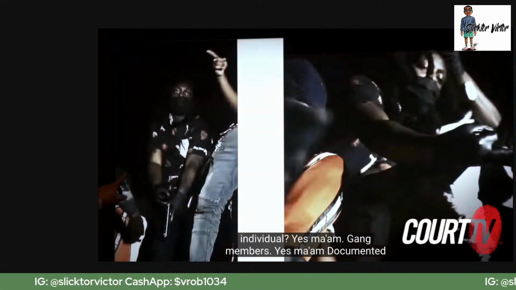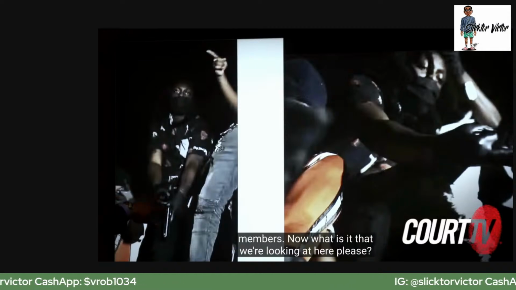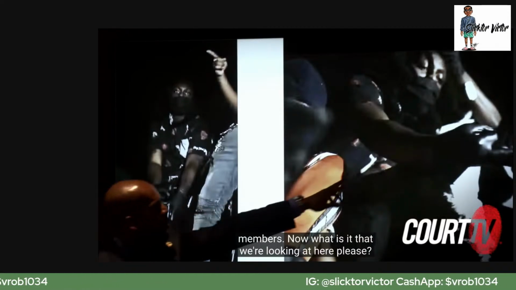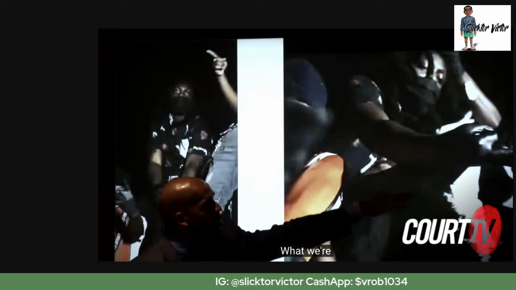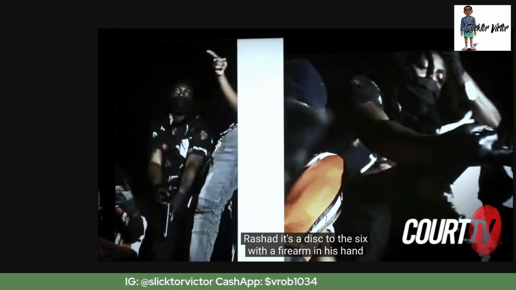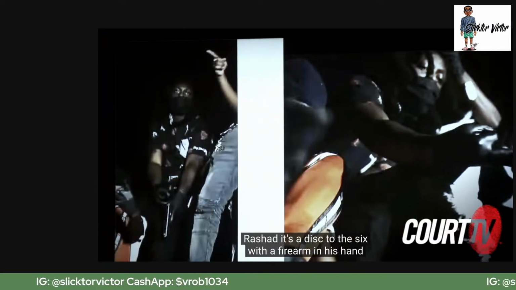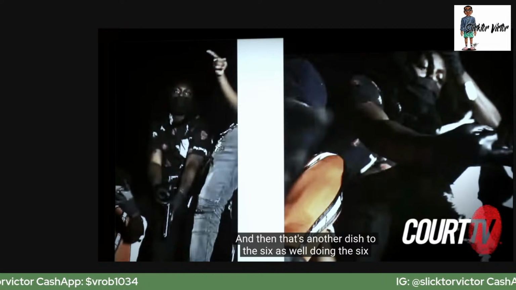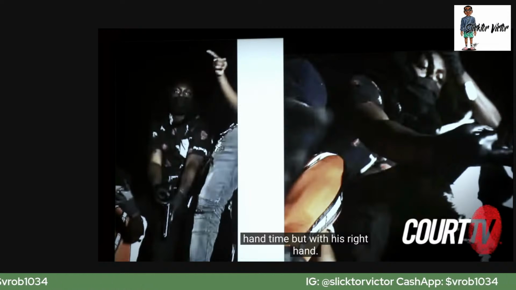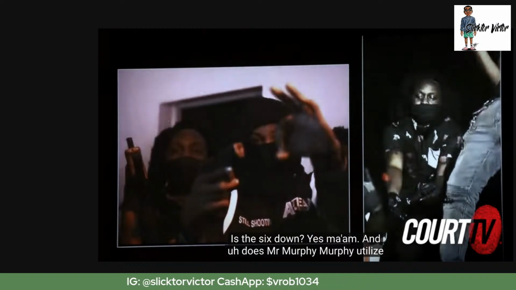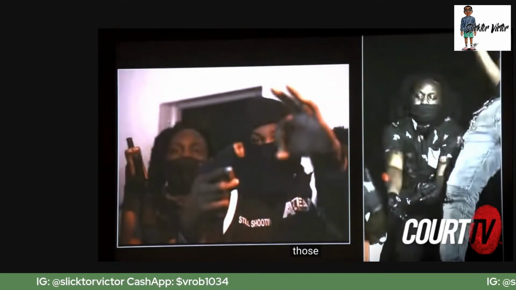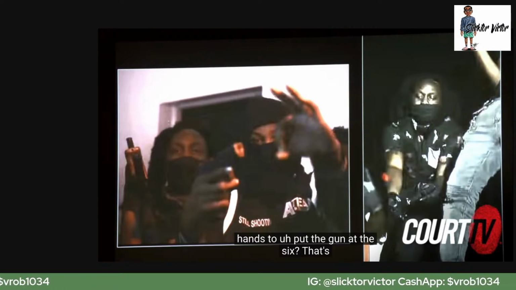It's Rashad. It's a disc to the 6 with a firearm in his hand, and then that's another disc to the 6 as well. He's doing the 6 hand sign, but with his right hand. Is the 6 down? Yes, ma'am. And does Mr. Murphy utilize those hands to put the gun at the 6? That's correct. Is that what we're seeing on the still image on the screen here? Yes, ma'am. Same image.